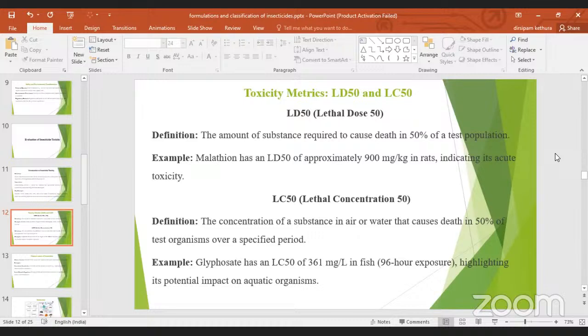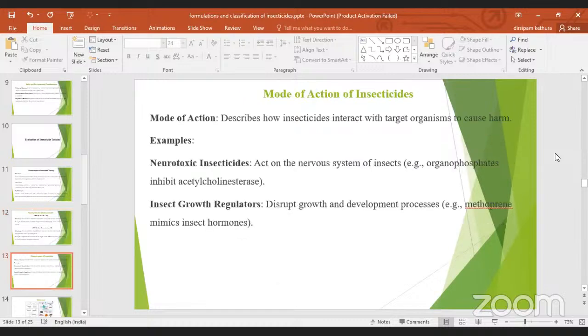And coming to the lethal concentration, the concentration of a substance in air or water that causes death in 50% of test organisms over a specified period. This is the difference between lethal dose and lethal concentration. The example is glyphosate, which has an LC50 of 361 mg per liter in fish, highlighting its potential impact on aquatic organisms. And the mode of action of insecticides, how it acts.